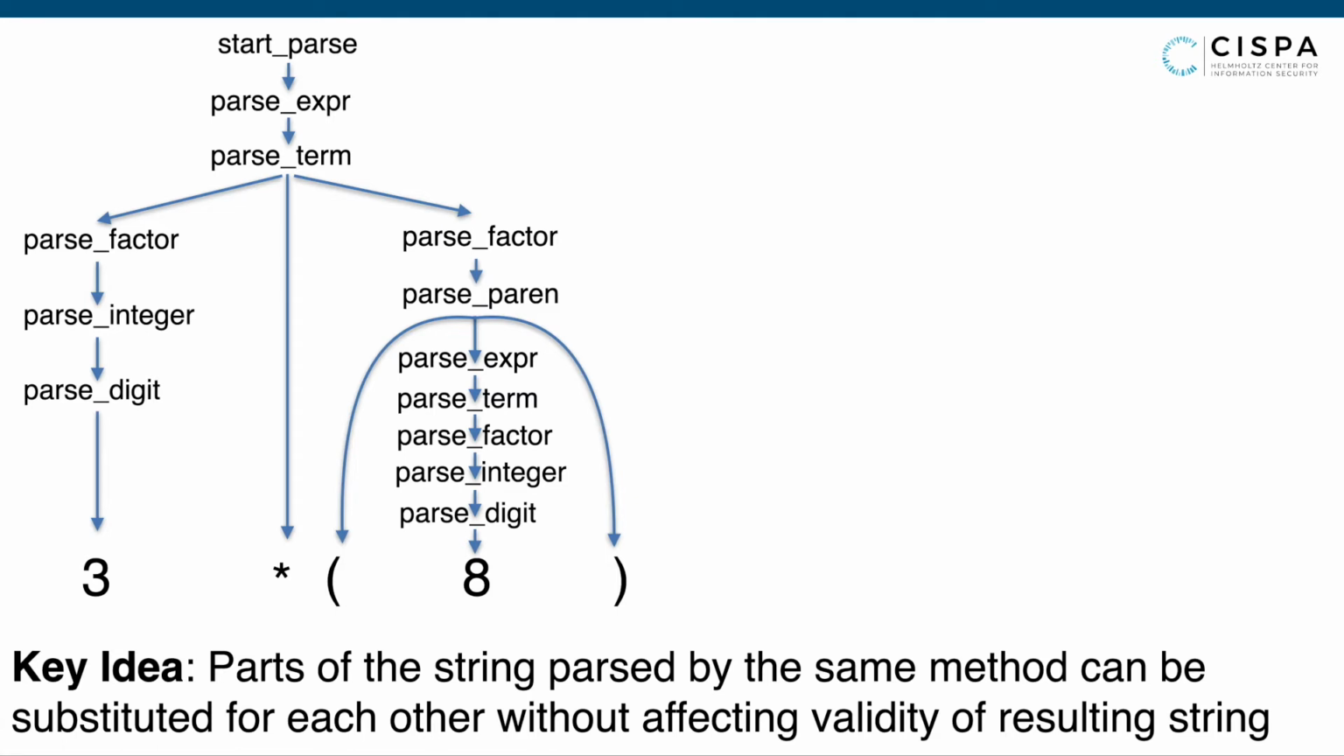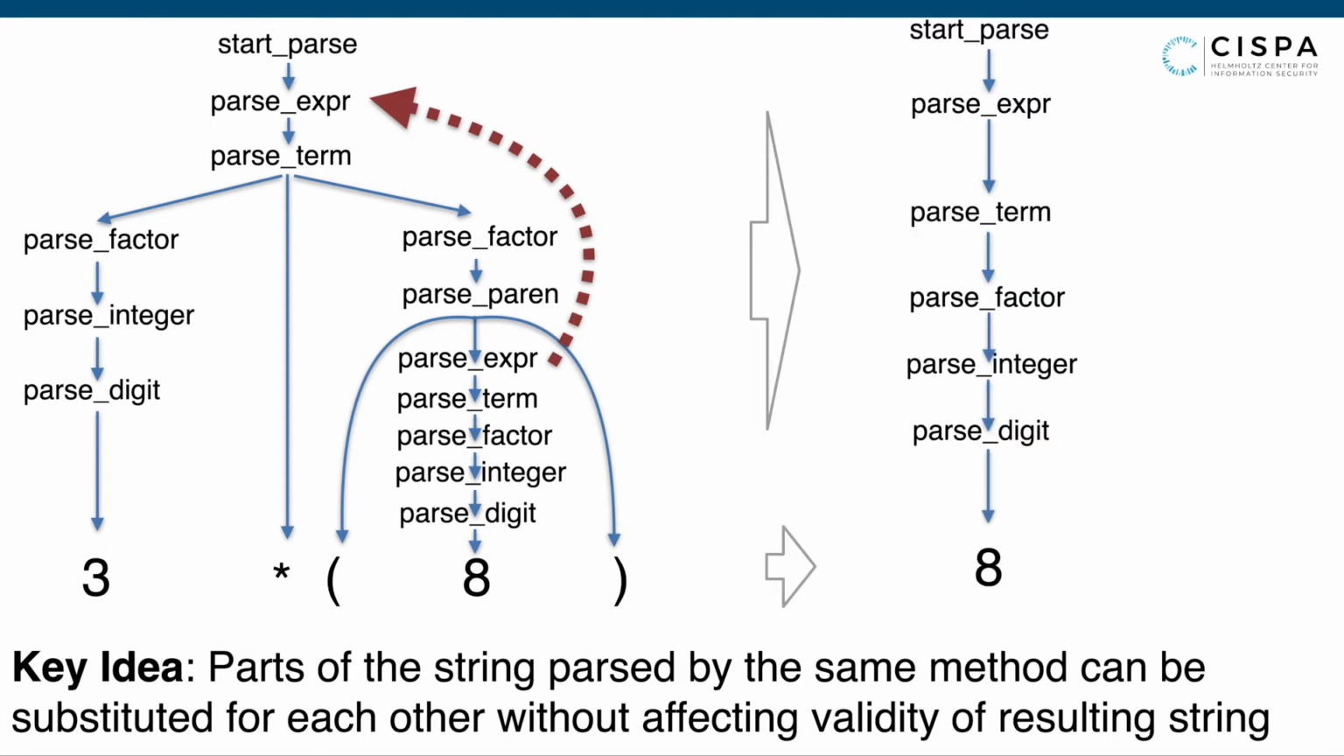Next, if a part of the string was parsed by a particular method and the same method parses another part of the same string or another string, we can replace one part by the other and still obtain a syntactically valid string. Here, we replace the initial parse expression call with a later parse expression call to obtain a new string. The new string thus produced, that is 8, is still semantically valid.